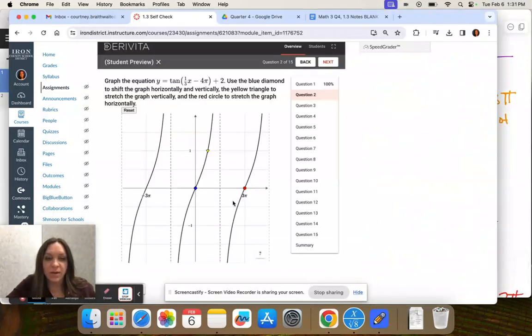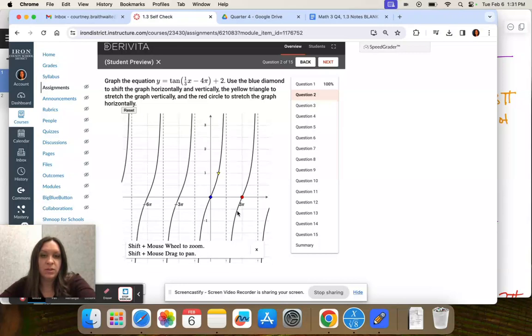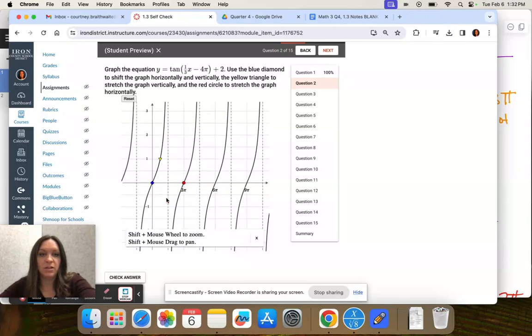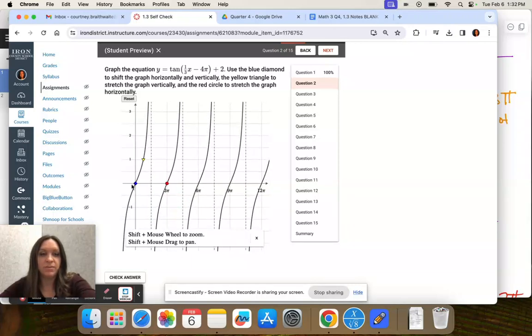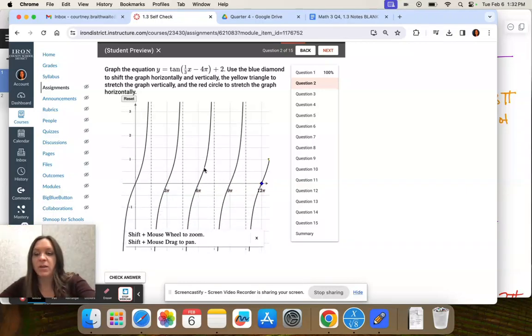So let's see. I only show 3 pi. I have some zooming to do. I need to get this all the way over to 12 pi. So let's see. Shift plus, and then I'm going to zoom. I'm going to try and zoom here. Oops. That should be at 0. And I want that to go all the way out to 12 pi. And I'm going to shift all the way over to 12 pi.